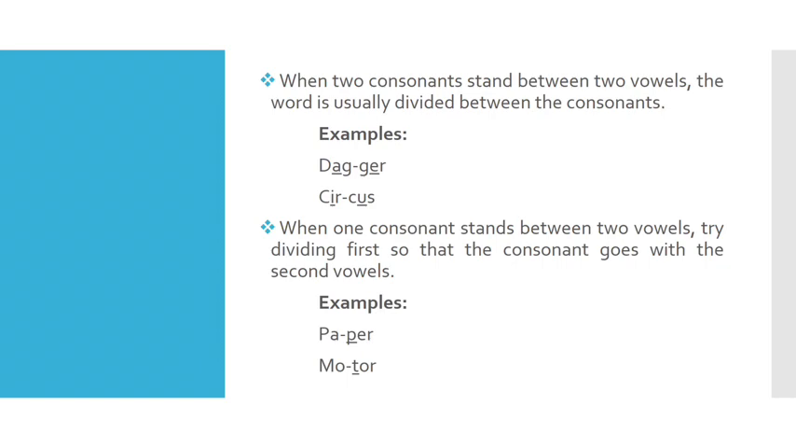When one consonant stands between two vowels, try dividing first so that the consonant goes with the second vowel. For example, we have there paper and motor. Of course, as you can see, the letter P is the consonant there, and A and E are the two vowels in between. So we have there pa-per and mo-tor.